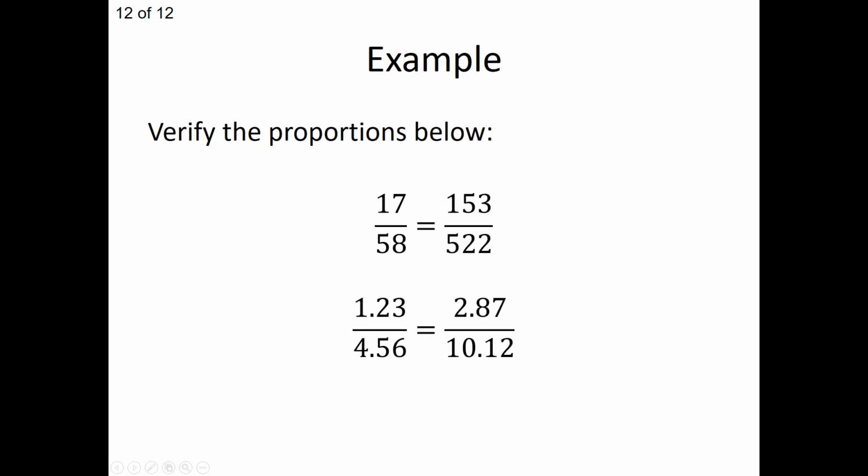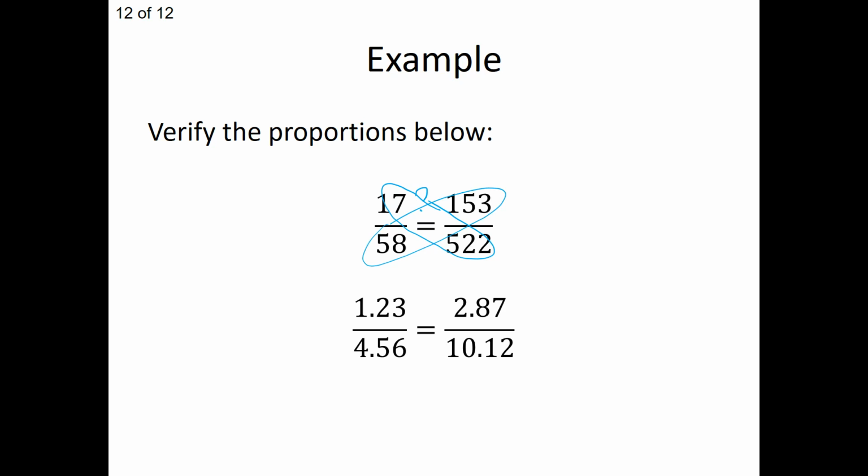Let's take a look at these two examples here. So then the top proportion here, remember the question is, are they equal? So we really don't know that these are equal yet. What we're going to do is check to see, does the product of the means equal the product of the extremes? So I'm going to do 17 times 522. I'm going to do 58 times 153. So let's do our 17 times 522 first.